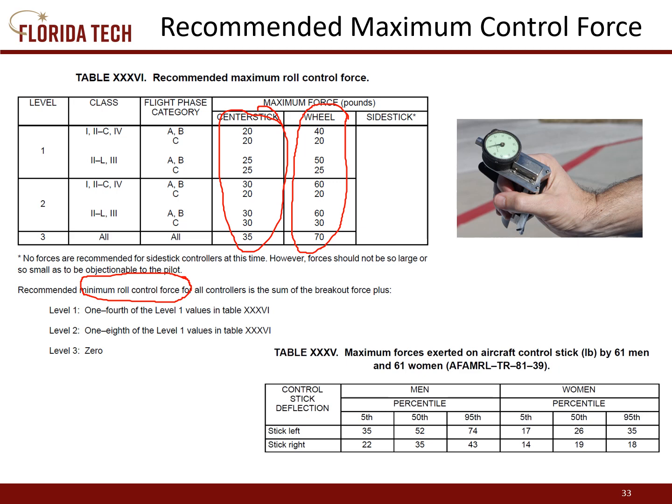And we could see that some of these forces were based on studies that were designed in the 1980s from this technical report here, where it looked at men and women and what percentile population as far as size of the human. So fifth would be a relatively short person, and 95th percentile would be the highest or tallest person in that range. And you can see what the stick force deflections that were achieved, whether it was stick left or stick right.